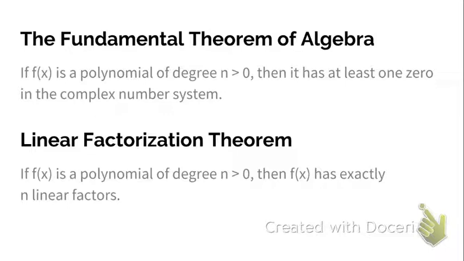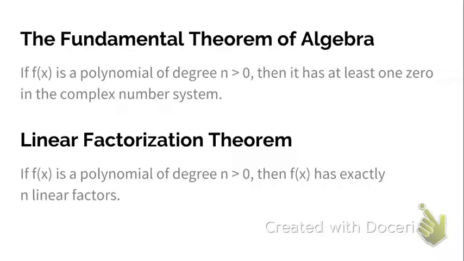What that means is that if a polynomial has degree n, then it's going to have at least one zero in the complex number system. So it could be a real zero, could be an imaginary zero. The complex number system, remember, includes all real numbers and imaginary numbers. And more importantly, the linear factorization theorem, which follows from that, is that if a polynomial is of degree n, it has exactly n linear factors.